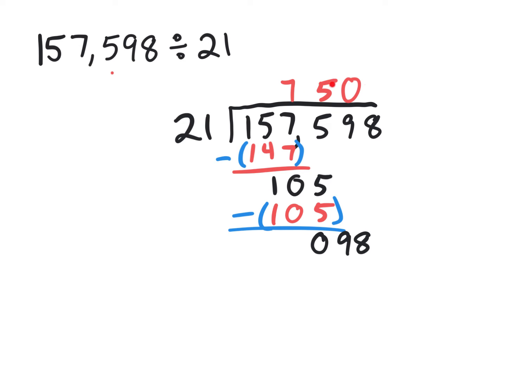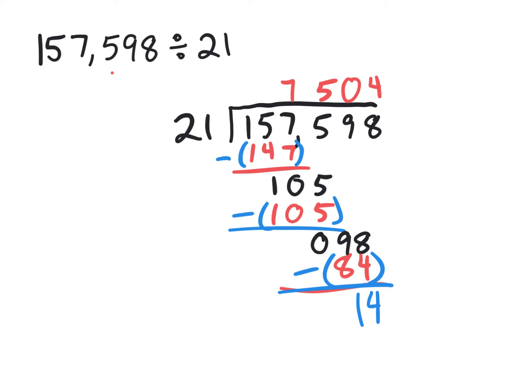So 21, how many times will it go into 98 without going over? You could just think, how many times will 2 go into 9 without going over? That will be a 4. So let's put a 4 up here. And again, it's like distributive property. 4 times 1 is 4. 4 times 2 is 8. And we are subtracting. So 8 take away 4 is 4. 9 take away 8 is 1. So the remainder is 14.